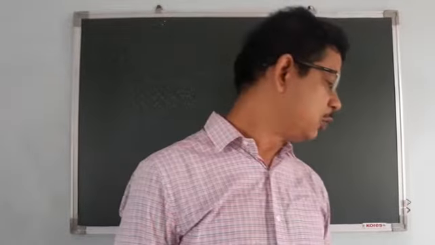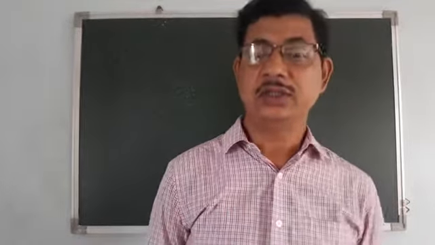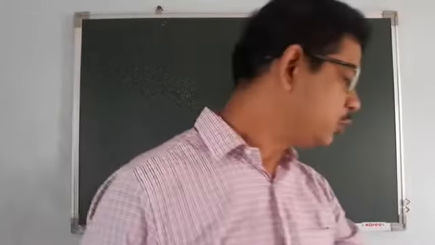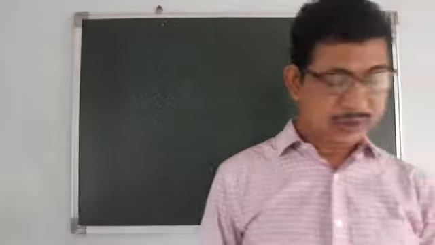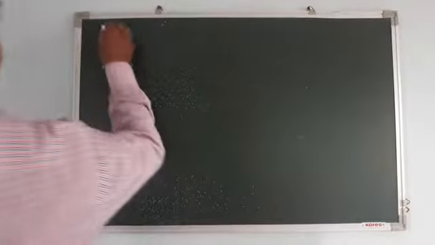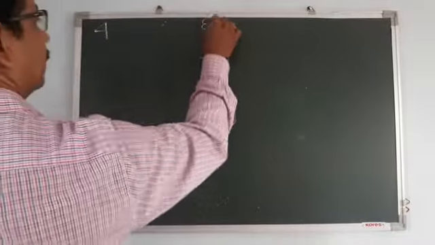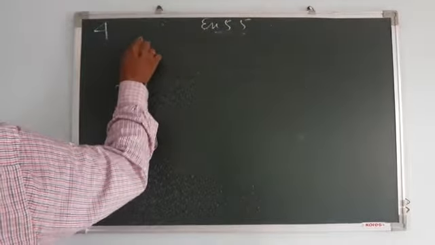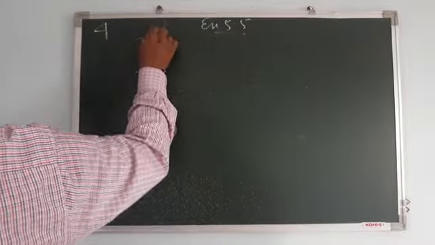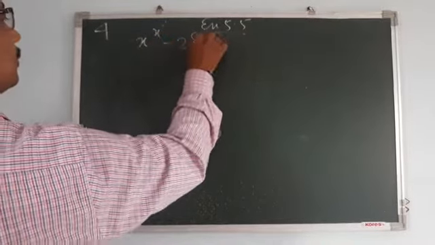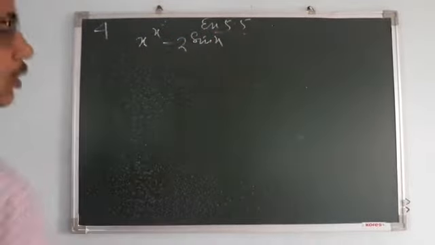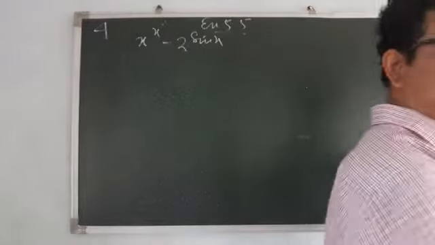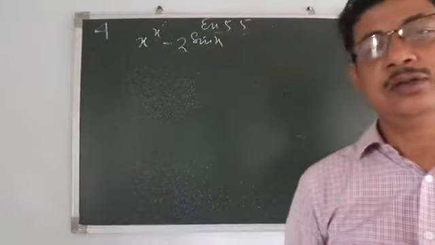So already we have completed questions up to 3. Now we will start question number 4 of exercise 5.5, and the question is x to the power x minus 2 to the power sin x. So this we have to differentiate. We have to find dy dx.